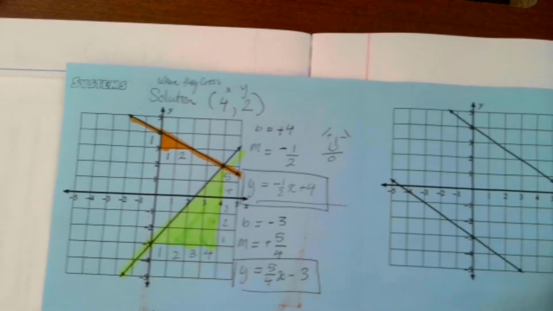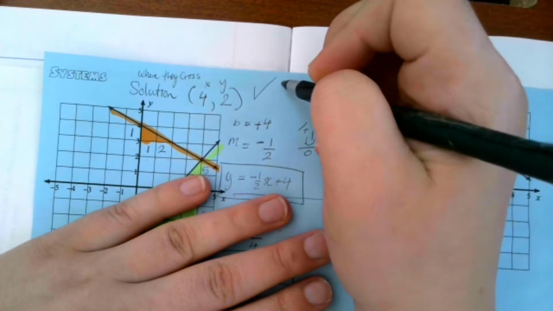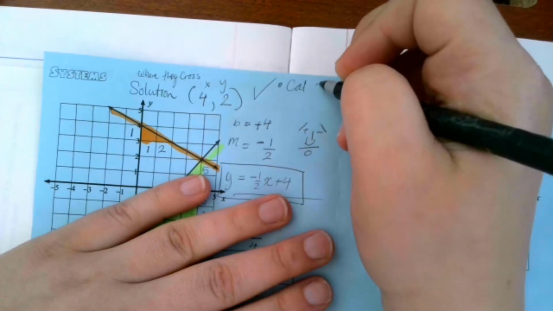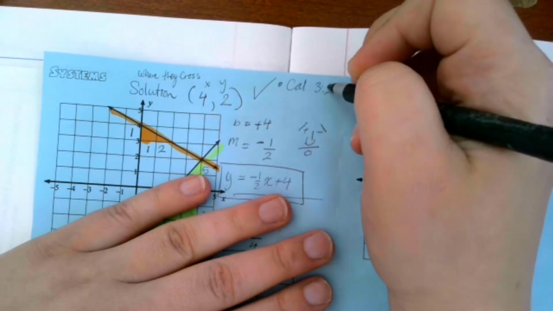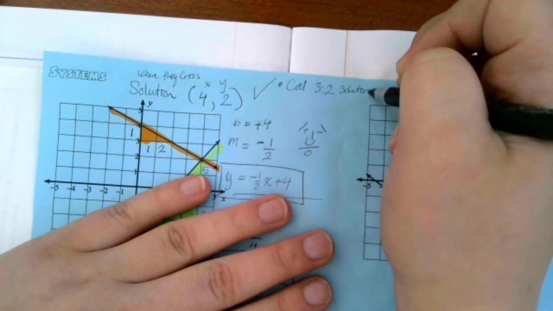That's it. Now let's just double check that we know how to check our work. There's 2 ways to check our work. Way number 1 is we're going to put it in the calculator, and we're going to use menu 3-2 and make sure that the solution matches.